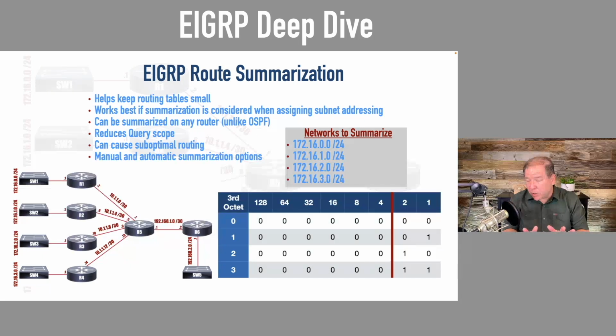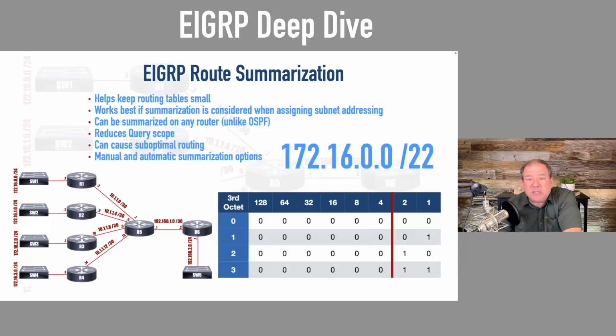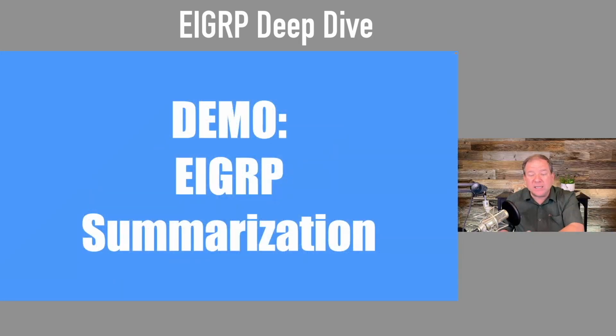So a network address, you recall, is where we've got zeros for all the host bits. So let's take those 22 bits that we have in common, and that leaves 10 host bits. We set all those to zeros, and that means that I could advertise a network of 172.16.0.0/22, and it's going to encompass all 4 of those networks. Let's see how to set that up.